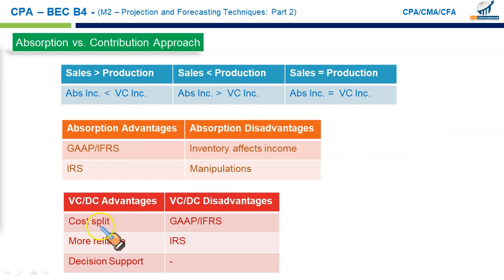What about the variable costing or direct costing advantages? The advantage of variable costing is that it splits the variable and fixed component of the cost. Numbers are more reliable because in absorption costing, the interesting thing is when your sales increase, sometimes your profits fall. Like in this case, when you have more sales than production, your absorption costing income is less because the fixed cost that was part of the opening stock is now getting expensed. So even having higher sales, profits might be lower. This could sometimes be very confusing.